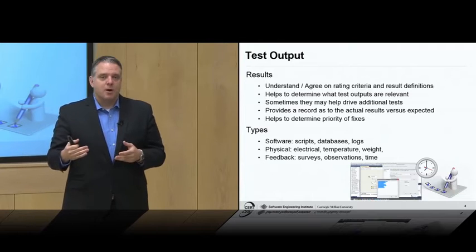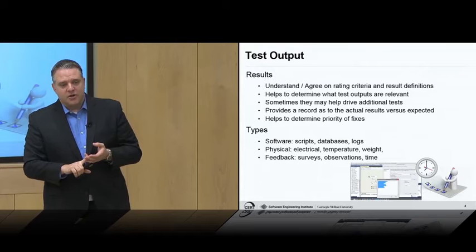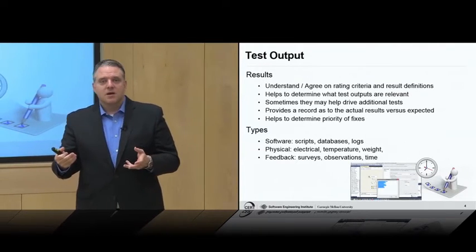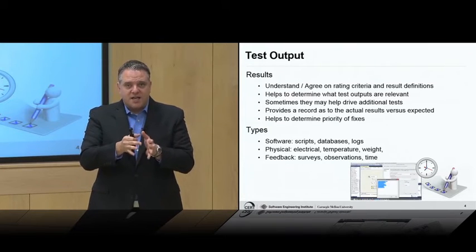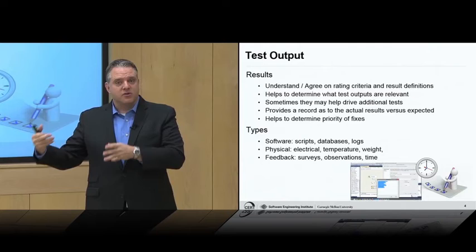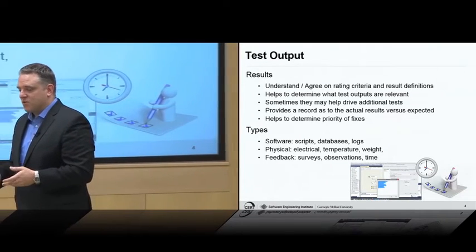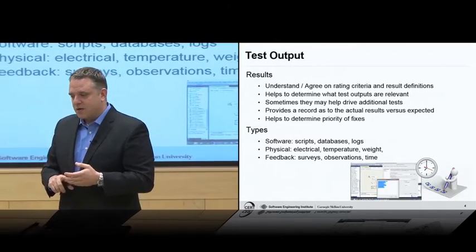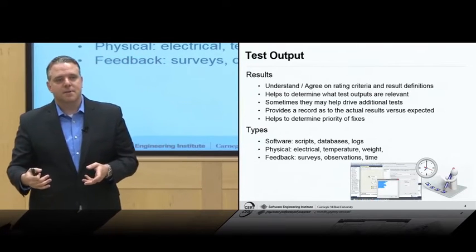There are different types of output that your test might create. Of course, you might log your output to a database. You might generate a set of scripts that will go and do additional testing for you based on what you're finding in the output. You might end up with all of this data in a log file. You might consider physical effects as well, physical measurements like temperature, weight, or electrical characteristics if you're testing a system as opposed to a software application.